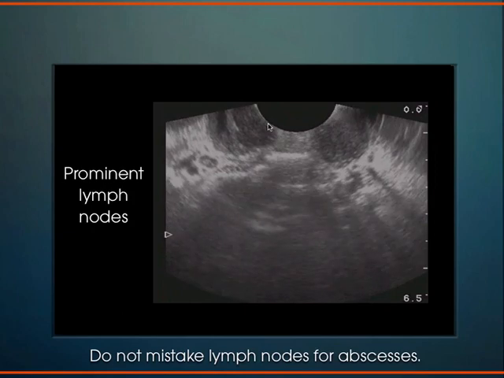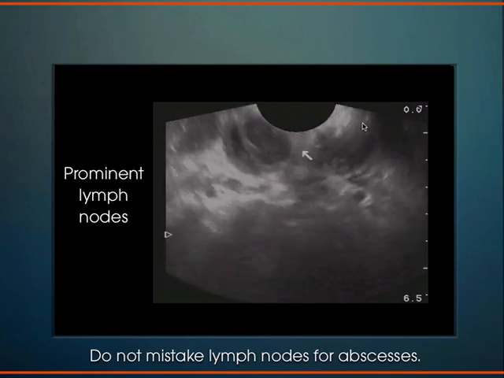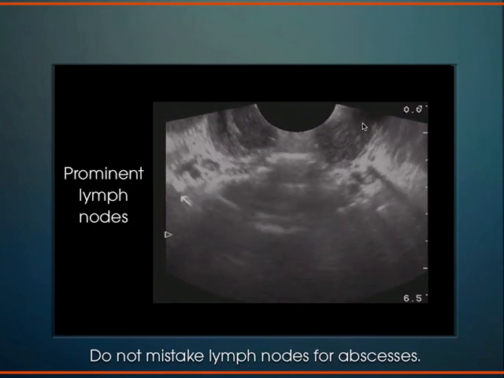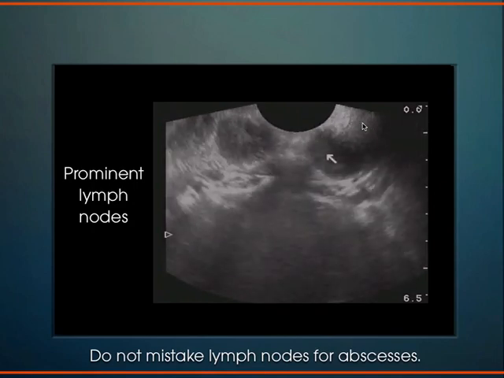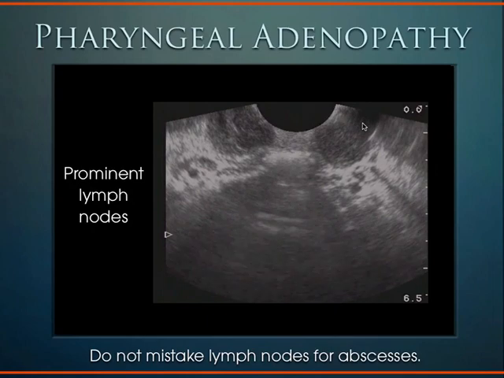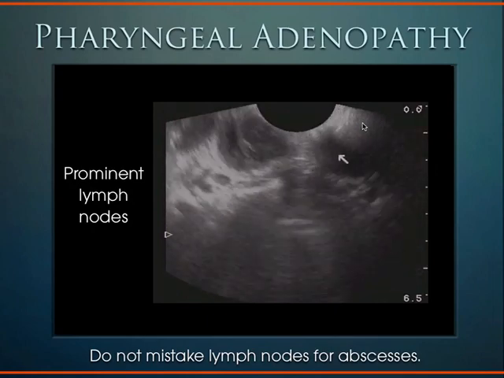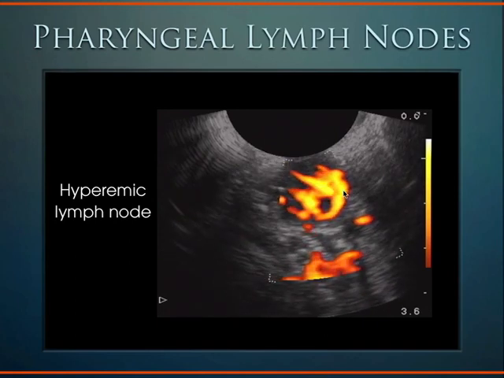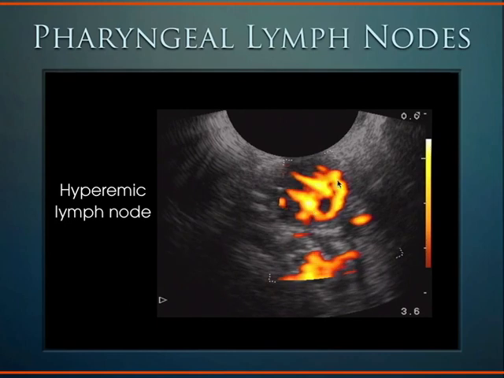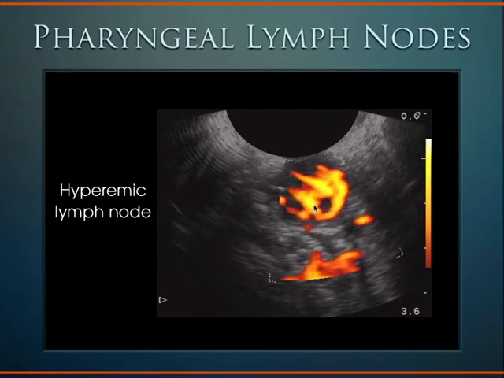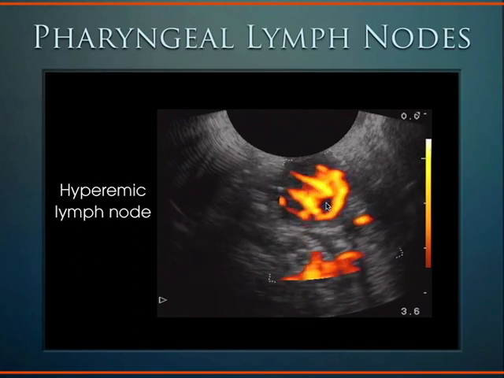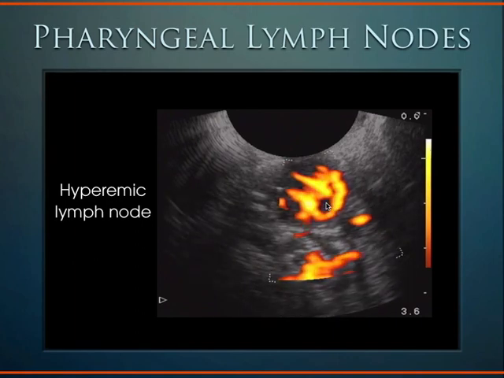So these are not abscesses. These are bilateral prominent lymph nodes. You wouldn't want to put a needle in those. It wouldn't be necessary, and you can avoid doing an unnecessary procedure once you see that pharyngeal adenopathy going on in the back of the throat. To confirm this is a lymph node: lymph nodes can be quite vascular, and this is just a hyperemic lymph node seen here with the power flow Doppler, confirming it's a lymph node and not an abscess. An abscess would not light up with power Doppler.